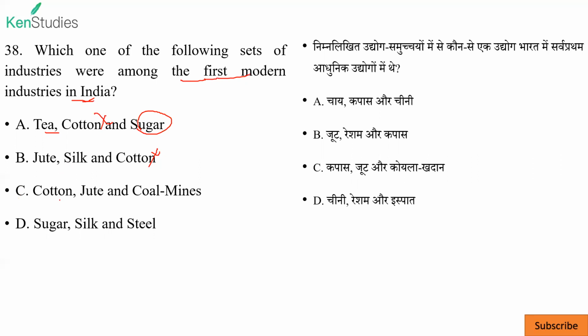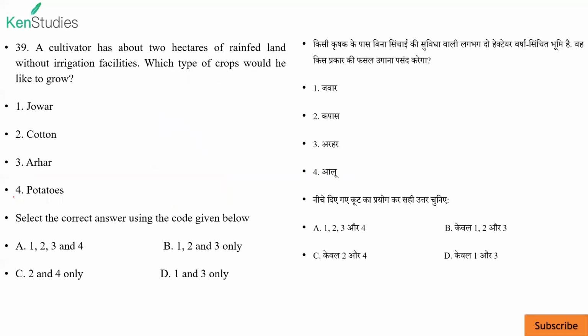Okay, so C is cotton, jute, and coal mines. Yes, these are all in a modern way also. Some are in ancient times also, but in ancient times it was not an organized industry. But in modern times, it is saying earliest. So the best option is C. I'm sorry for the confusion. So C is the best option.